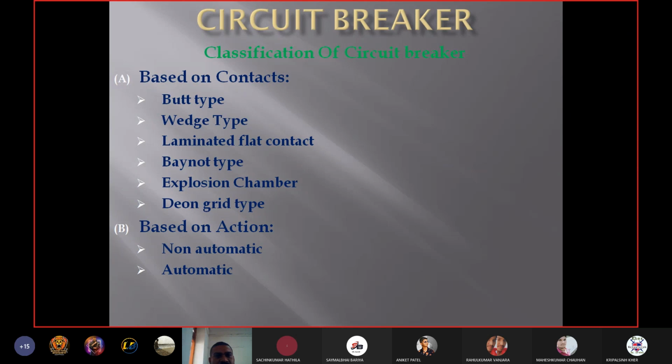So based on contacts, we have different types of circuit breakers. Next is based on action, which type of action is done in the circuit breaker. It is of two types, that is the non-automatic type and automatic type. On the basis of this, it is classified into two categories.